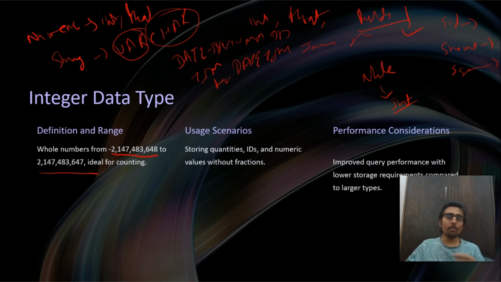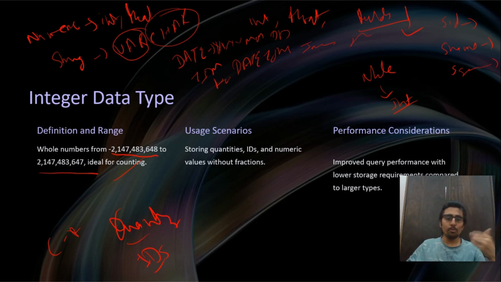We have seen it in programming languages also, and you can relate it to the same range. If you have studied C programming, you would have studied that range as well, and this is ideal for counting. Let's give some examples of the int data type: quantity, and id also, as I told just now, right? Student id. So these are kinds of int data type.